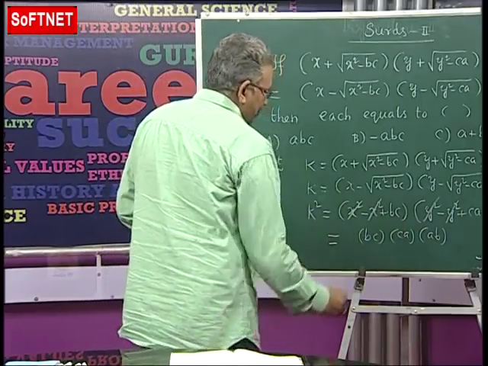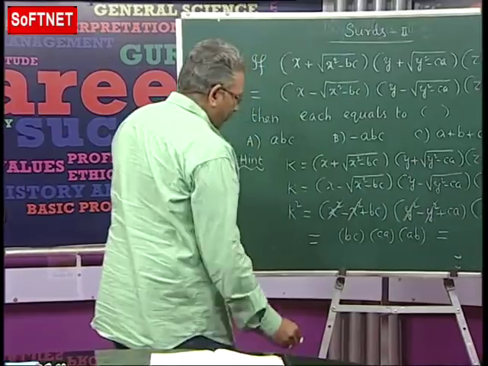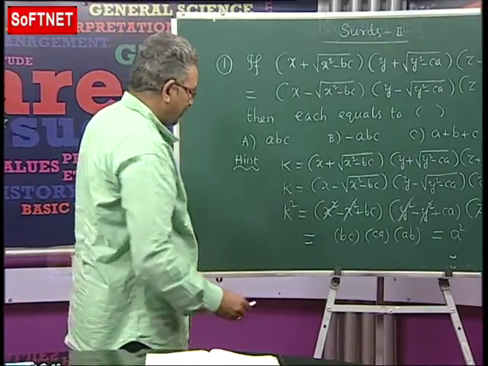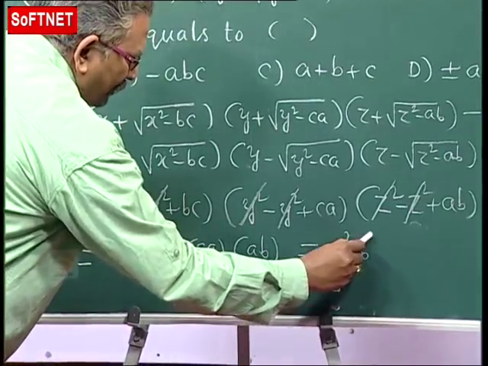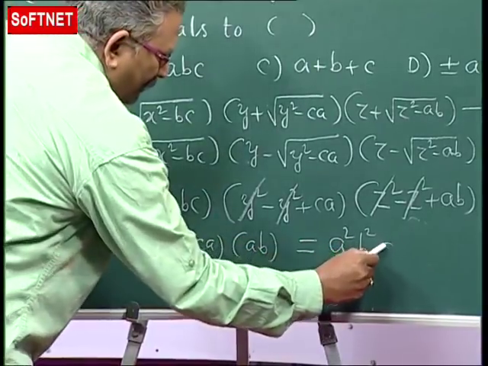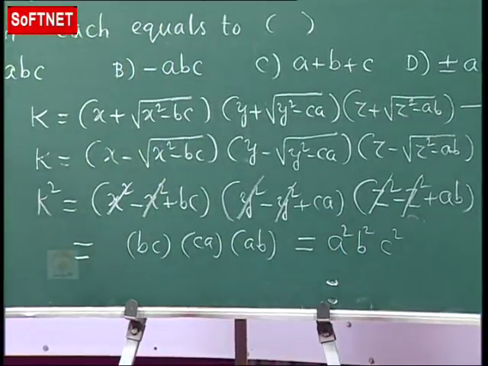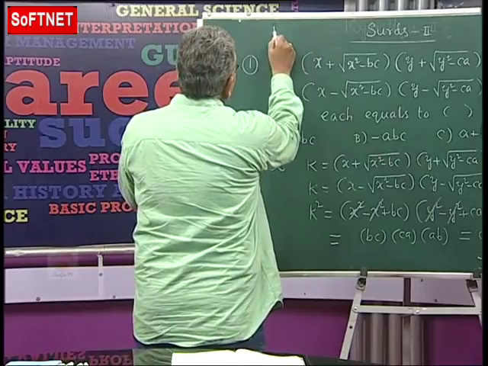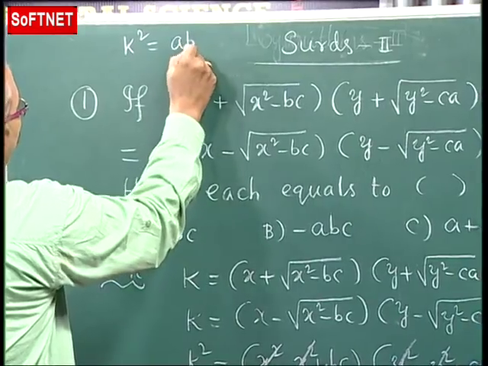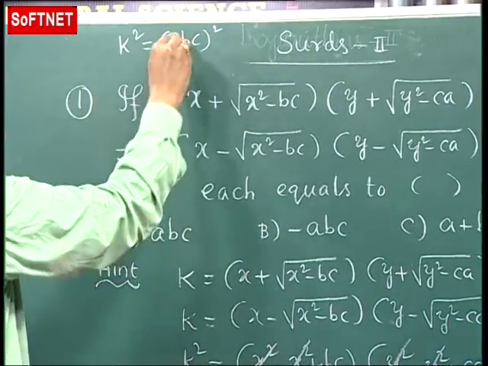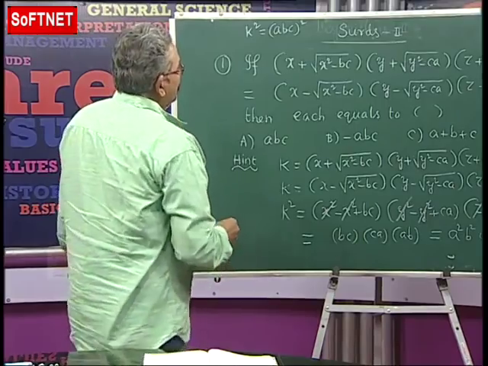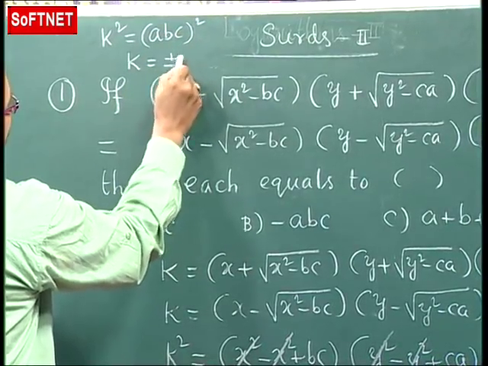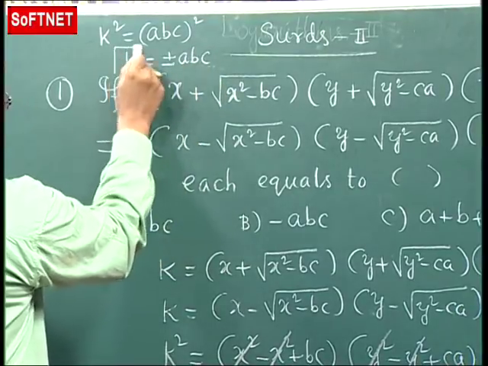Now let us see what we get. Here this equals a into a square, b into b square, c into c square. So actually we have to find out the k value. Since k square is equal to abc whole square, taking square root on both sides, k is equal to the square root of this, which is plus or minus abc. So this is the answer.